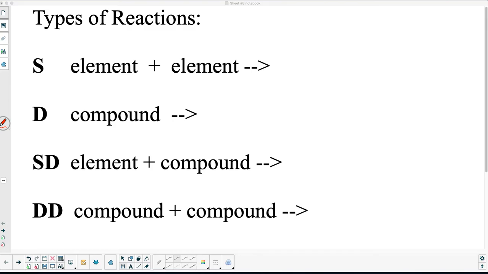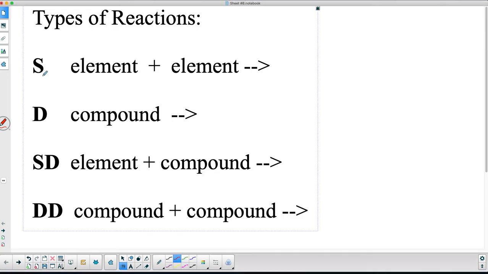If you don't have these notes on synthesis, decomposition, single displacement, and double displacement, then get these in your notes right now. Pause the screencast right now and write down synthesis, element plus an element, arrow. Decomposition, compound, arrow, or compound plus heat, arrow. Single displacement, element plus compound, and double displacement, compound plus a compound. Okay, so we have notes for all 4 of these.